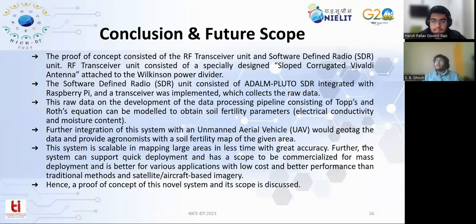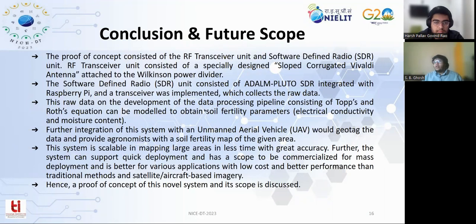Conclusion and the future scope of this research work. Hence, a proof of concept device was prototyped, and we were able to design and integrate the RF transceiver unit and the SDR unit using the Raspberry Pi. The future scope is that the raw data can be processed using Topp's and Rhoades' equation and can be used to model soil fertility parameters.